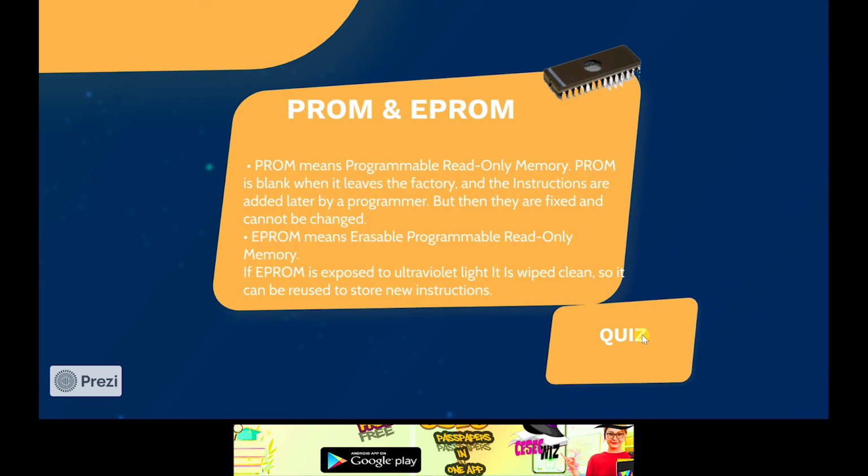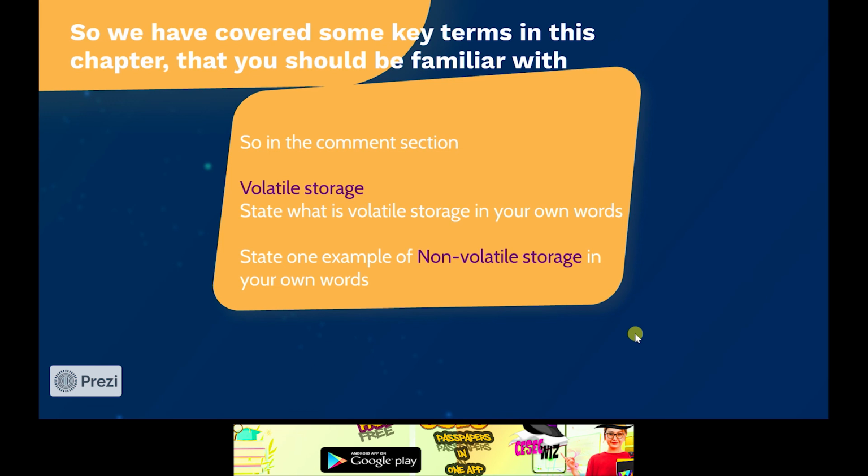Alright, so when you write your instructions to your PROM, which is your programmable read-only memory, they are now fixed and cannot be changed. So it's important that you write the right stuff to it. EPROM means erasable, programmable, read-only memory. If EPROM is exposed to ultraviolet light, it is wiped clean. So that's sunlight, because that's one of our sources of ultraviolet light. So it can be reused to store new instructions.